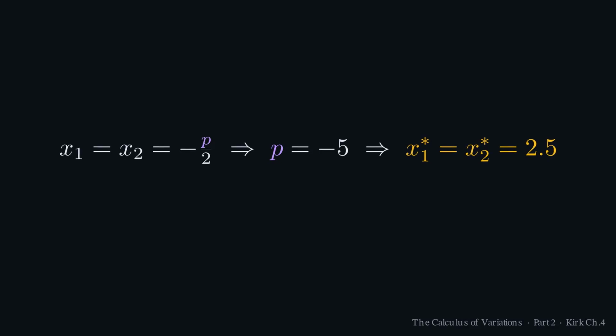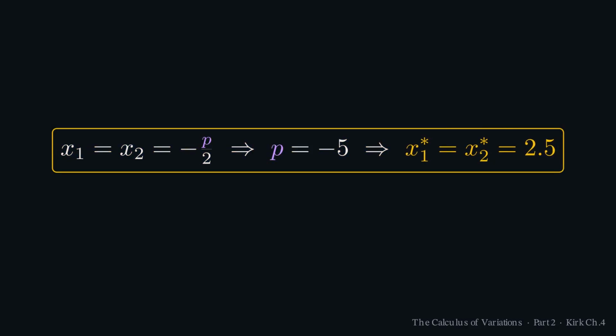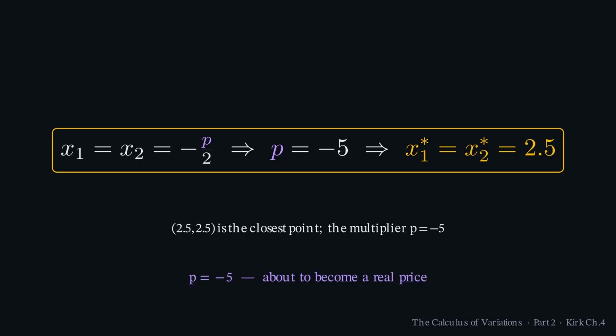The first two equations say x1 and x2 both equal minus p over 2. Put that into the constraint and you get p equals minus 5. So x1 and x2 are each 2.5. There's the closest point and a multiplier of minus 5. And that minus 5 is about to mean something very real.